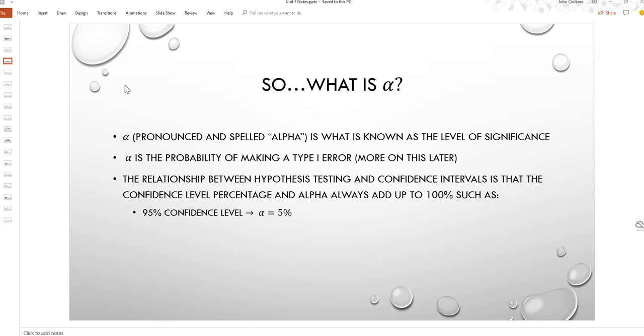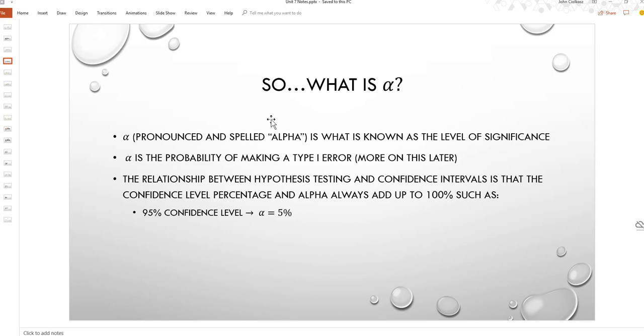Okay, let's start things off. What is alpha? Well, here, alpha is what is known as a level of significance. So the typical ones we'll see here are going to be 1%, 5%, and 10%, often represented as the decimals 0.01, 0.05, and 0.10. Alpha is the probability of making a type 1 error. And we'll get more into that later. Just kind of like vocab type stuff.